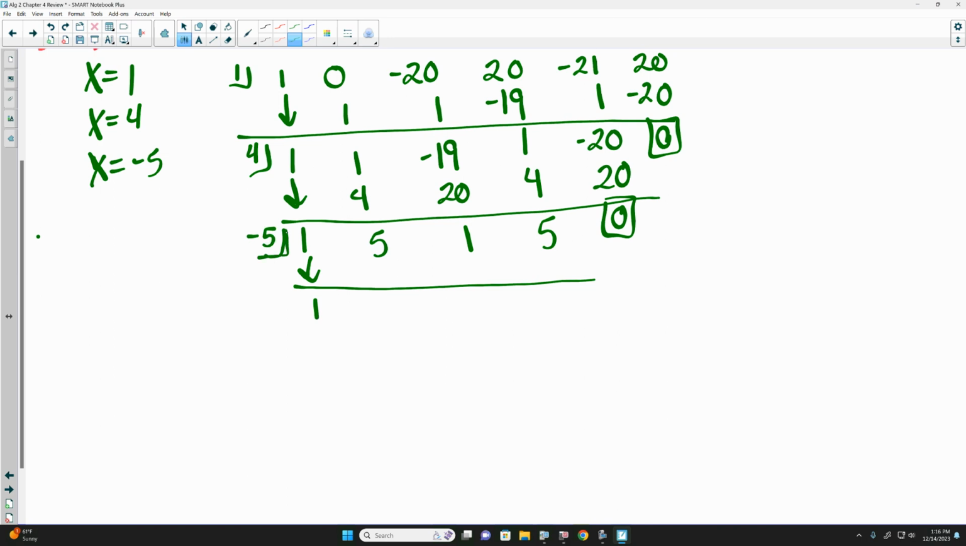And the last one we can do is negative 5. Negative 5 times 1 is negative 5, plus 5 is 0. Negative 5 times 0 is 0, plus 1 is 1, and negative 5 times 1 is negative 5, and 5 plus negative 5 is 0. Questions on this here?